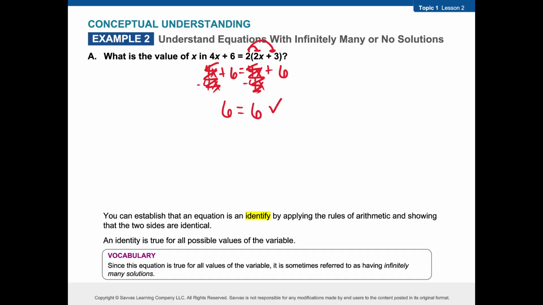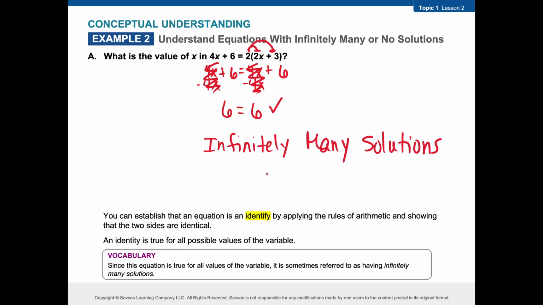This is a true statement. So this would be called an identity. An identity is true for all possible values of the variable. So once the statement is true, that means that you have infinitely many solutions, or as I like to make it easier and call it, IMS. This would be a final answer, not the problem solved.